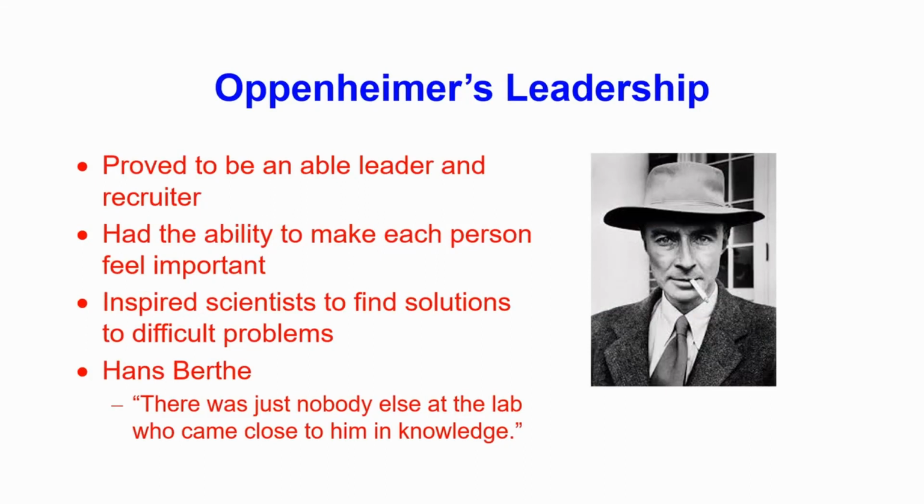Oppenheimer was able to recruit then. Groves's choice was spot on for the leader. He was able to recruit about 50% of the people that he tried to recruit, but he had the ability to make everyone feel important and part of the job, and inspired others to tackle difficult things. Hans Bethe said there was just nobody else at the lab who came close to him in total knowledge.